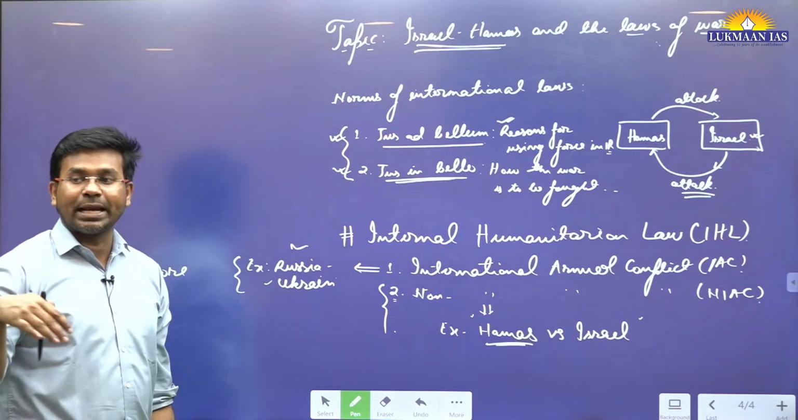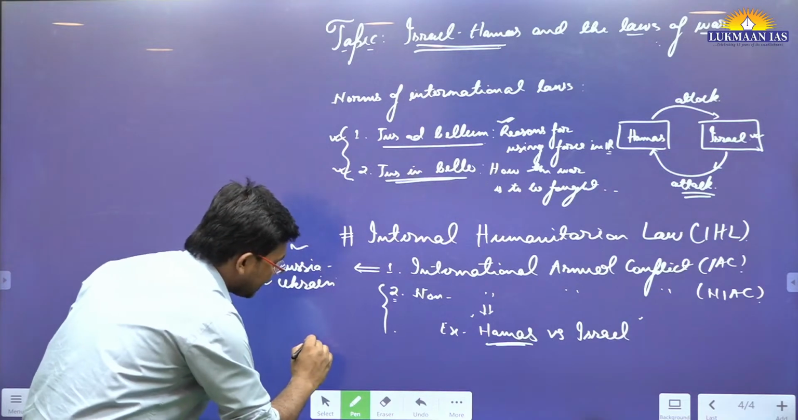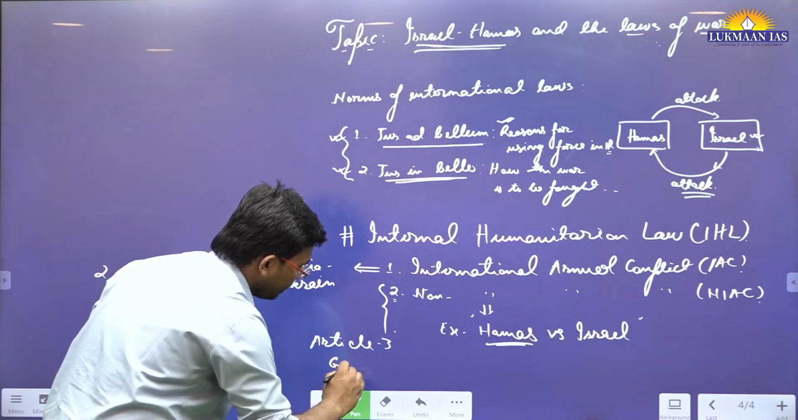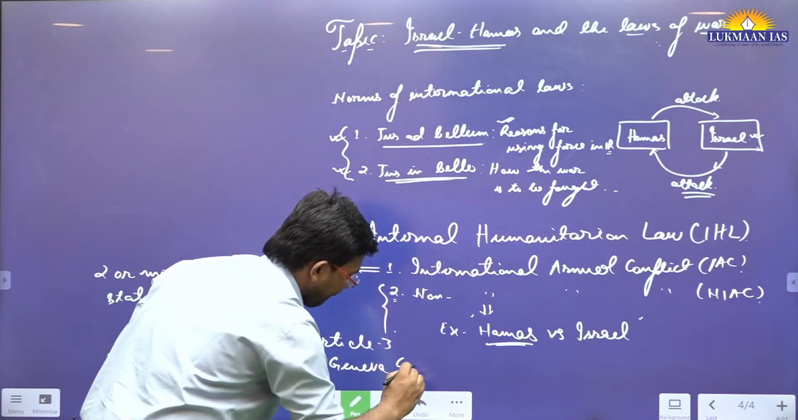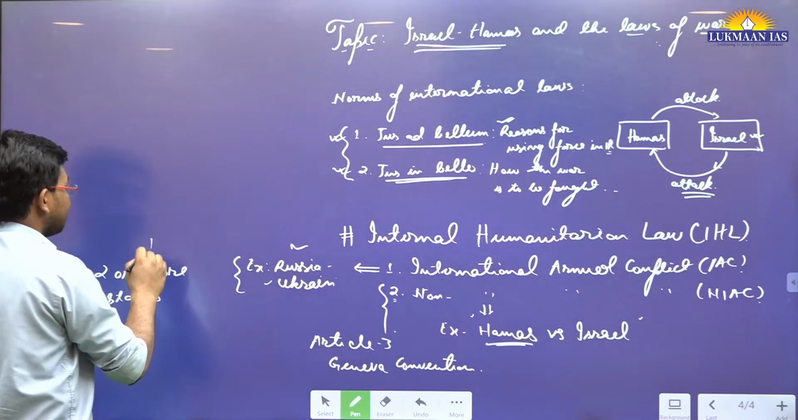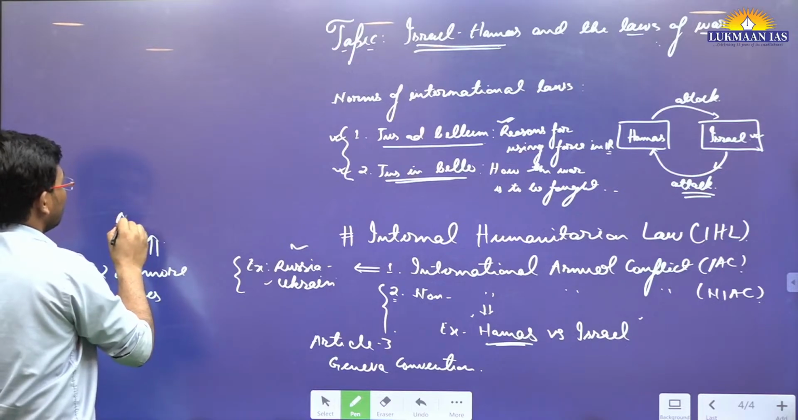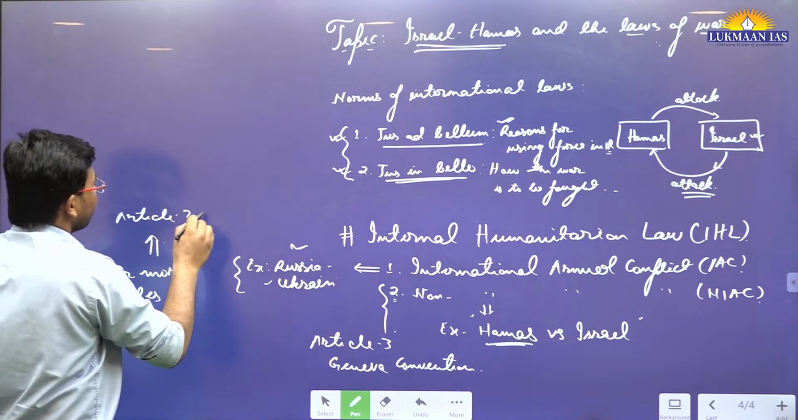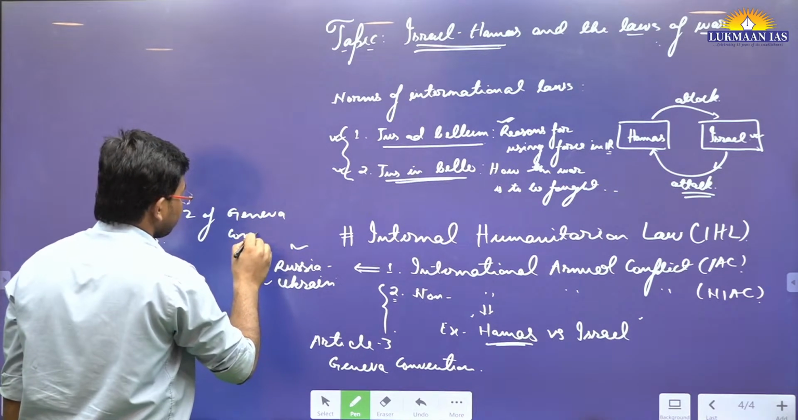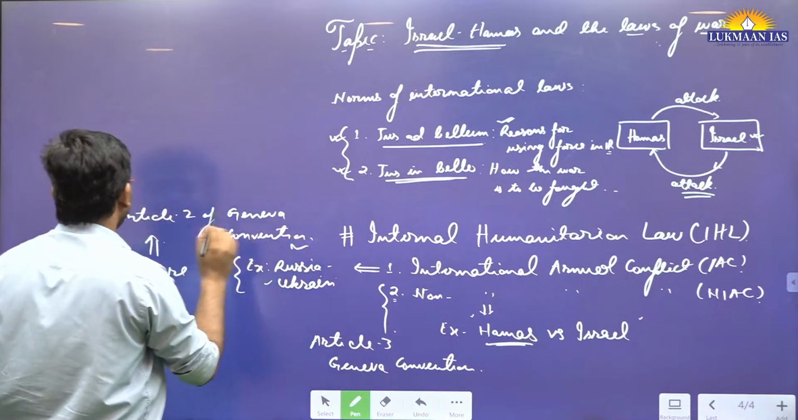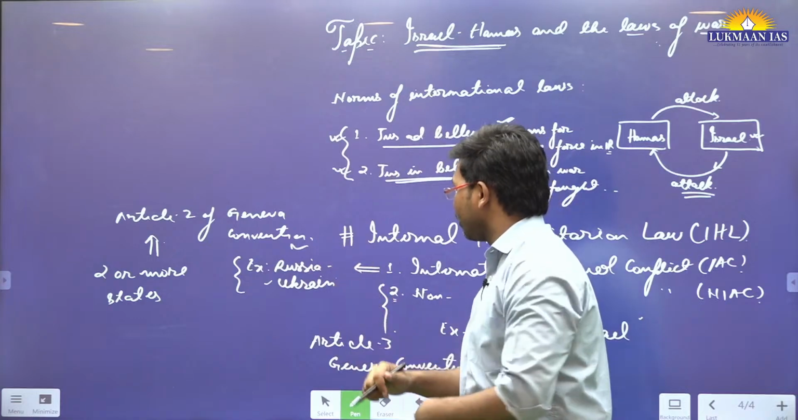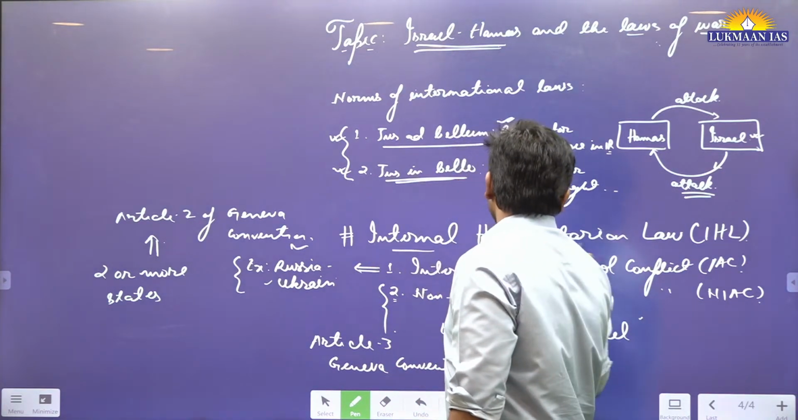Non-international armed conflict is defined under common article 3 of the Geneva Convention. Then international armed conflict is mentioned under common article 2 of the Geneva Convention. The Geneva Convention forms a part of international customary law. So these are part of international humanitarian law.